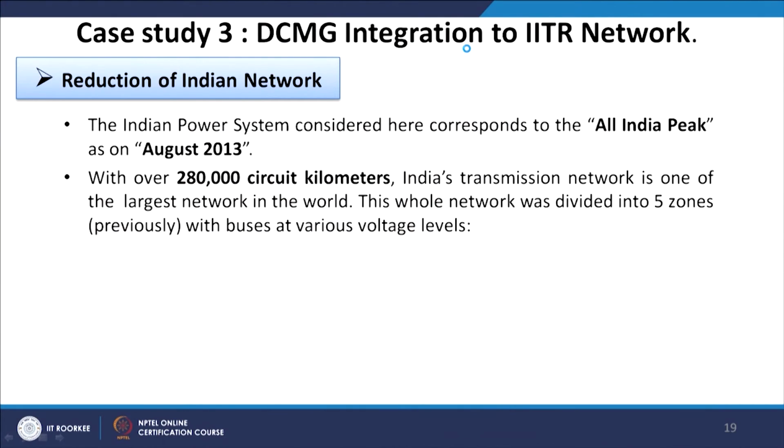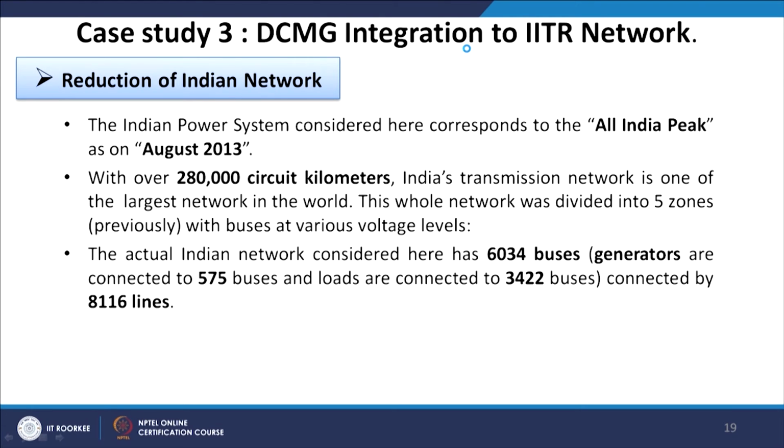Now, we have considered the all India peak of 2013 during the month of August, and we found over 280,000 circuit kilometers of transmission network in 5 zones, and truly the Indian network had 6,034 buses, out of which 575 buses had generators and 3,422 buses had loads, and altogether there were 8,116 transmission lines, and simulating such a huge network having 6,000 buses was impossible.